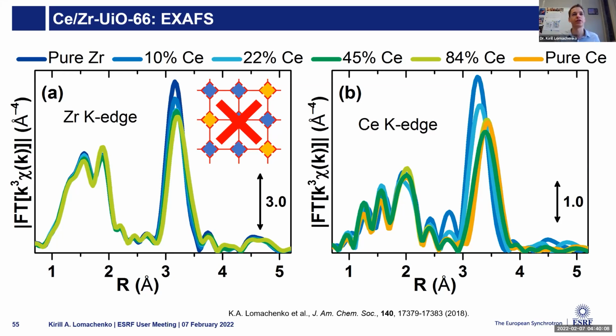So if all the cornerstones are the same, either pure cerium or pure zirconium, the spectra should not change as a function of cerium content. This is not the case. They definitely do change. And that means that we have a mixture of metals. We have different metals in the same cornerstones. So we can have it, and we do have it. So the first question is answered, and then the second question is more difficult.